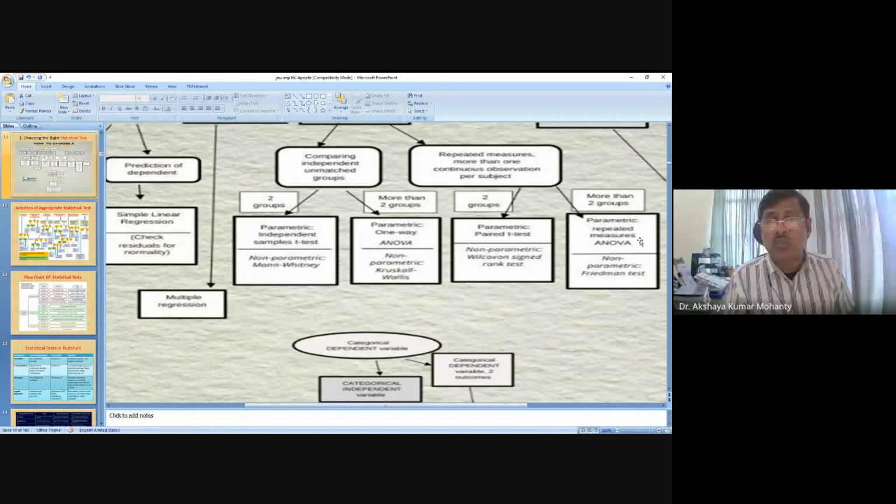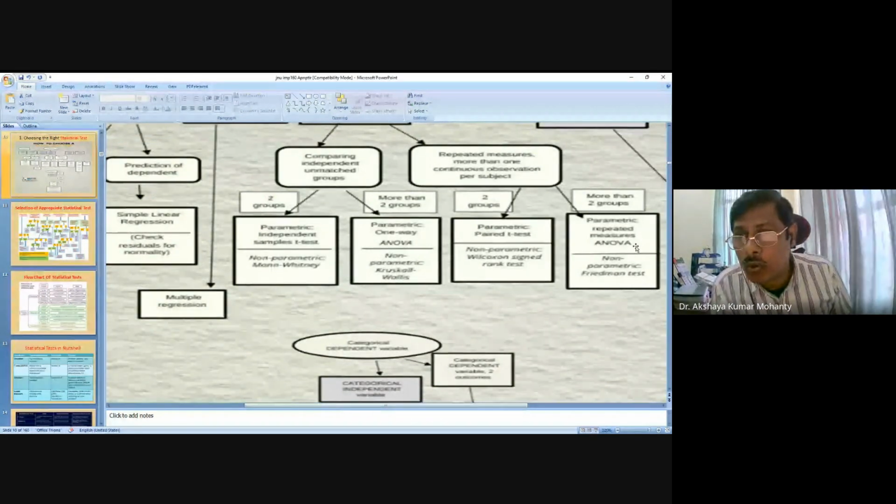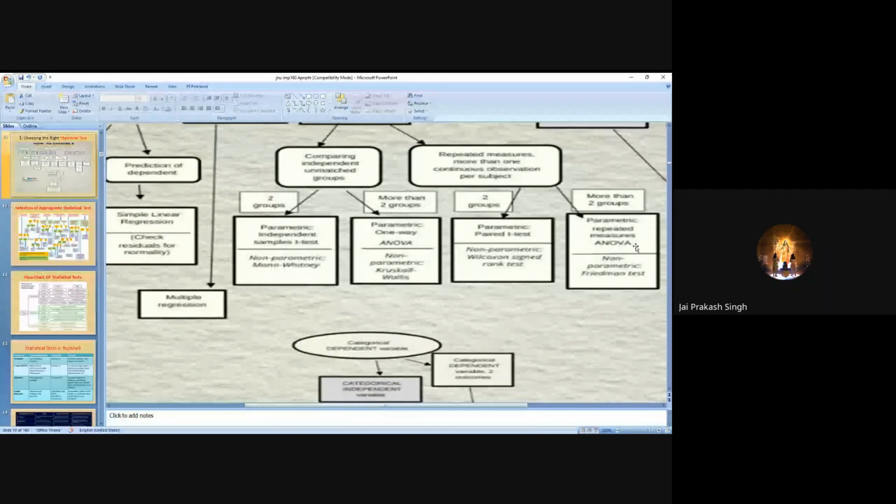Yeah, we can say it that way, but if you say repeated measures ANOVA, it will be well and good. Okay, thank you, sir. Sir, one more doubt. Yes, tell me. What is the meaning of OLS properties? You showed OLS properties, sir.